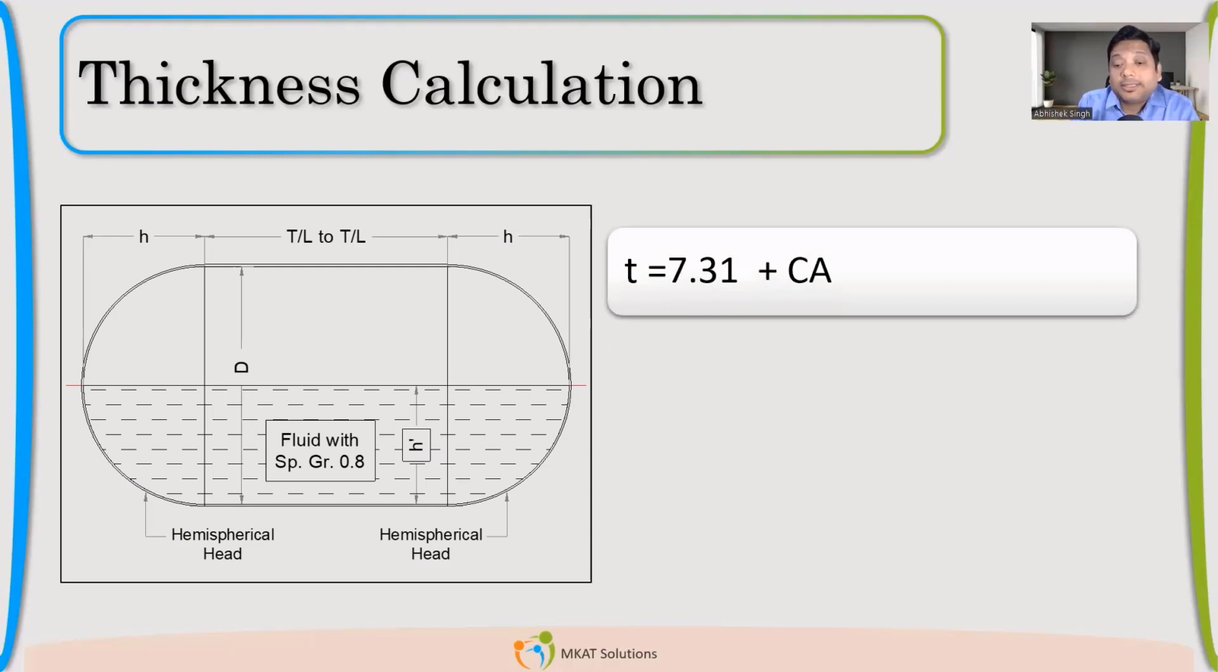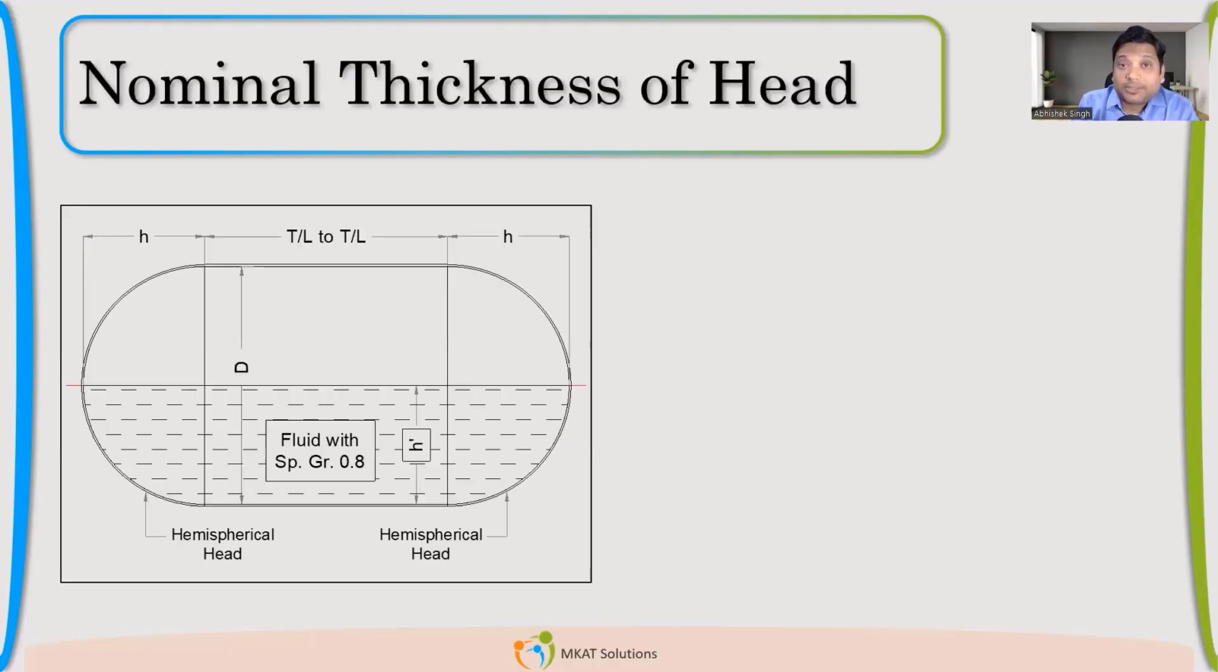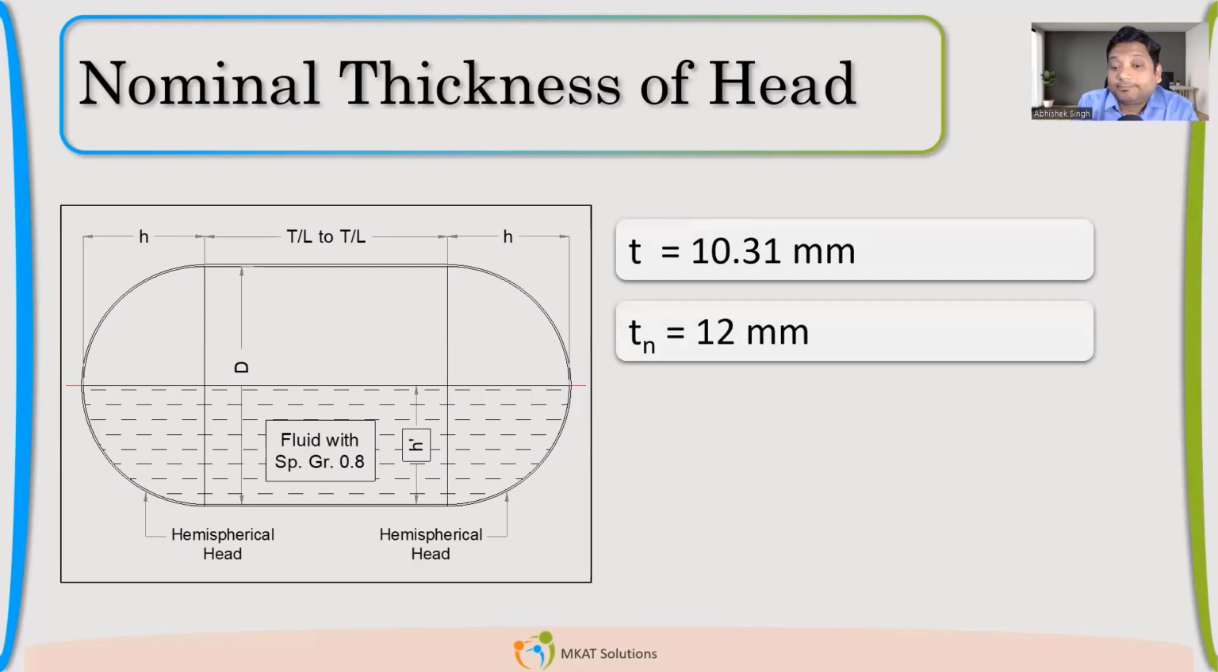I'll have to add corrosion allowance in this thickness. So finally, after adding the corrosion allowance, I got 10.31. So this is my design thickness. Now I need to find the nominal, because I need a plate with which I can fabricate, and I need that plate in the market, which is available directly. So 12 mm, can I take? If I'm taking 12 mm, is it correct for 10.31 for a hemispherical head?